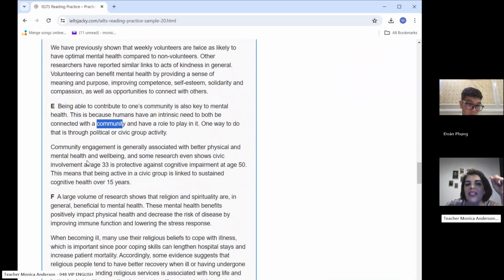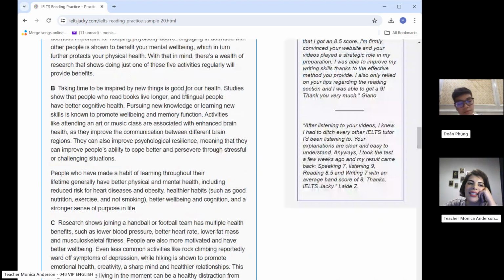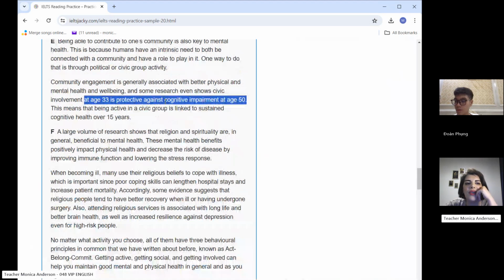Associated with better physical and mental health and well-being, age 33. So as you can see, age 33 is middle age. So that is at age 50. So as you can see, we have involvement. Again, we have a paraphrase of middle-aged, like 50. And yes. The next one, the last one.